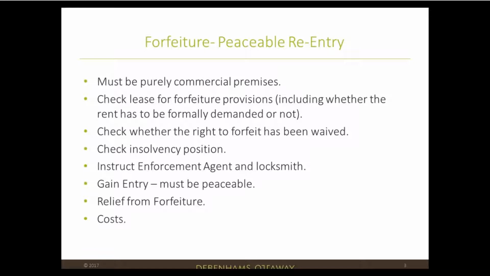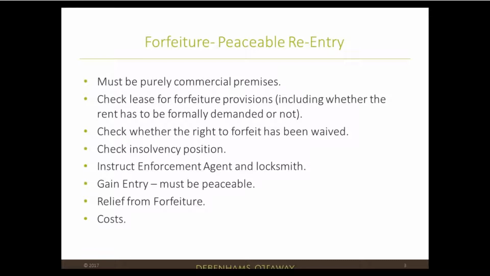In order to forfeit a lease by peaceable re-entry, there's certain things that you first need to check. The first thing is that it must be purely commercial premises. If there is any element of residential accommodation, then you wouldn't use the peaceable re-entry method. You would go via the court proceedings method, which I'll take you through in a moment.